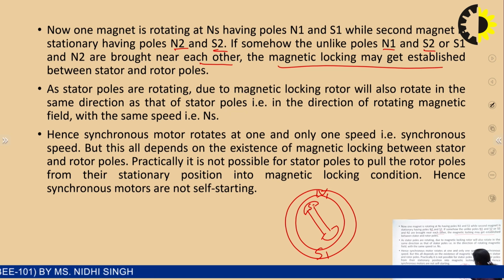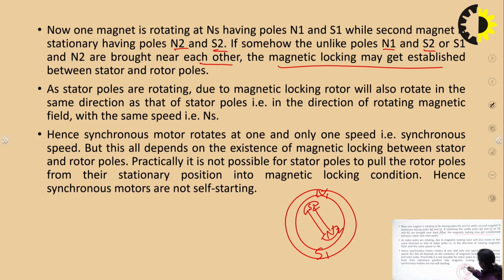This is S2 and this is N2, right? So, if somehow this S2 gets locked with N1 and this N2 gets locked with S1, we know that this N1 and S1 are rotating in a clockwise direction with synchronous speed. So obviously, if these two poles are locked with each other, this rotor will also rotate with the synchronous speed, right? That's why they are called synchronous motors.